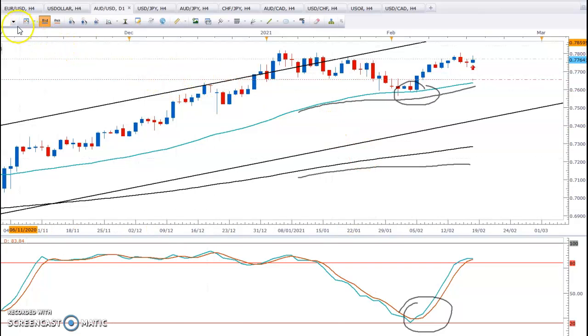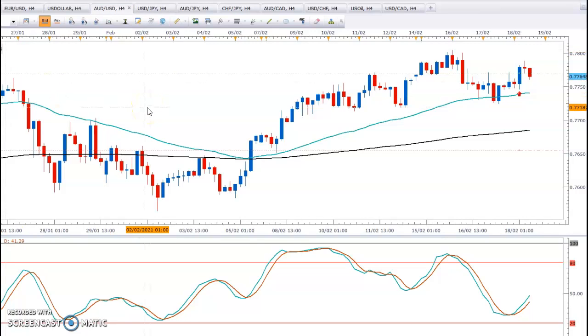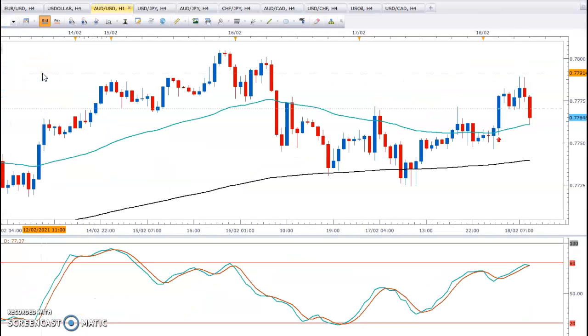So we use the daily, we use the 4-hour, and then we use the 1 hour, though you don't really need the 1 hour, to be honest. So there are 3 time frames we look at, and we can see that the price has moved above the blue line, indicating a potential upward surge.